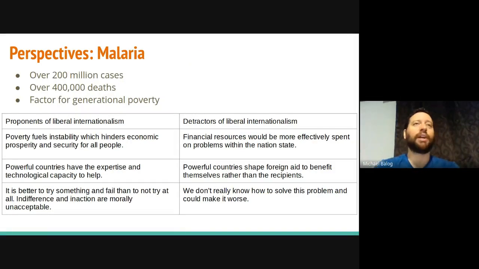Take an issue like malaria, right? It's a global disease. You can see here over 200 million people contract malaria every year. Over 400,000 people die. It's a big factor for continuing poverty in developing countries because malaria, though, kills people. You can see most people don't die from malaria. They just get sick from malaria, and you can't really do anything when you have malaria. You're just basically bedridden. So think about the economic output.